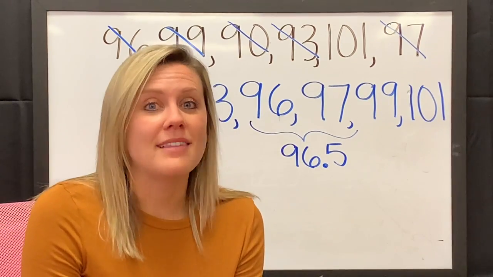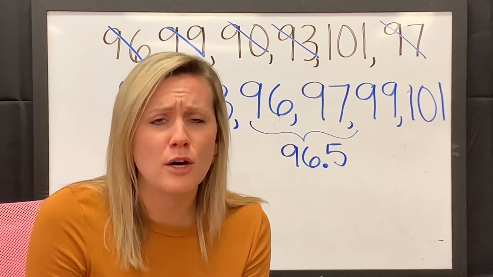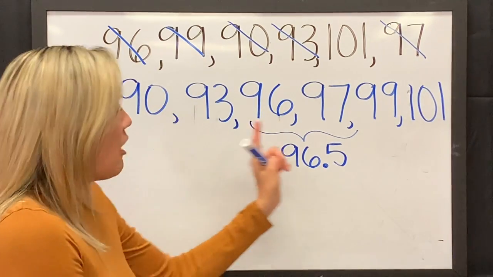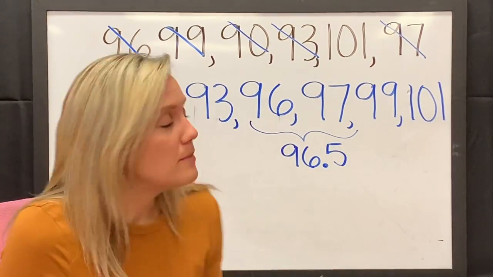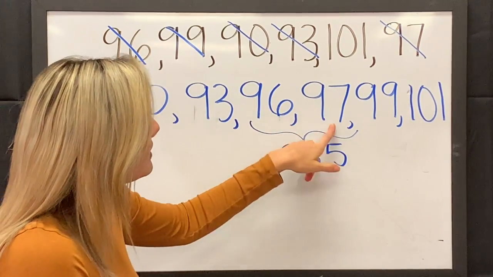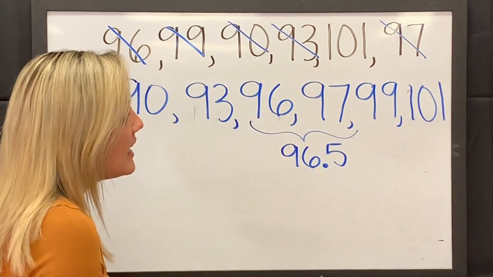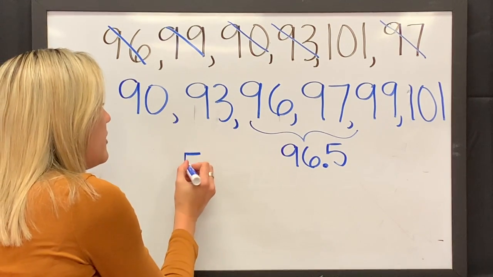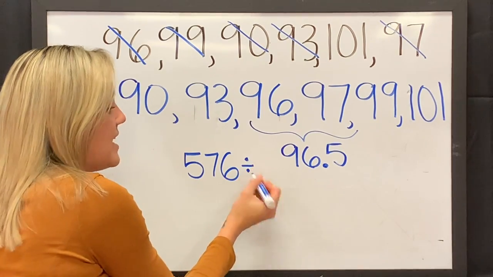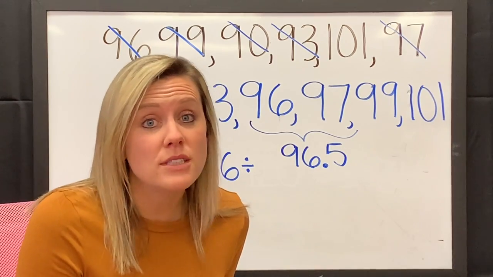Okay, our last form of average is the mean. It's so mean, it's the most work. So the first thing that you need to do is take all of these numbers and add them together. So 90 plus 93 plus 96 plus 97 plus 99 plus 101, and you should get a total of 576.